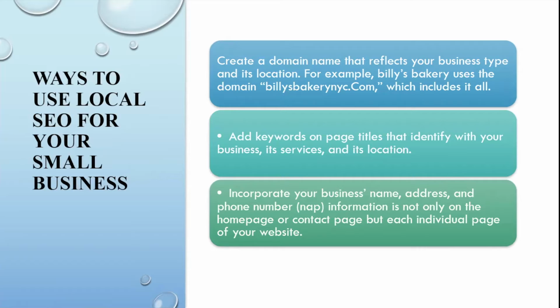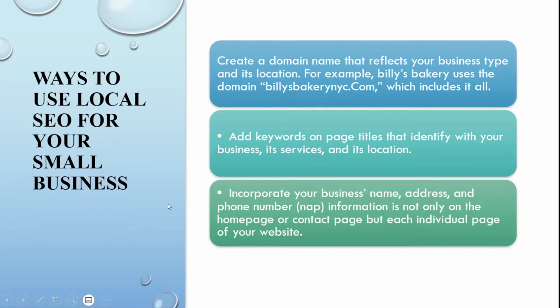Now, what are the ways we can use local SEO for small businesses? First, we have to create the best website name, a domain name that reflects the business type and its location. For example, there is some bakery named Billy Bakery. What would be the best name for it on the search results? It will be billybakerynyc.com, because it is giving the name as well as the place where it is.